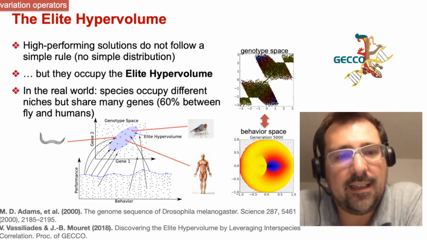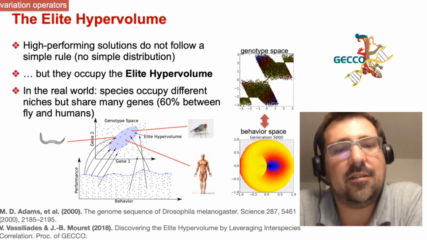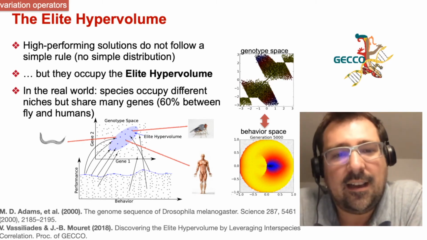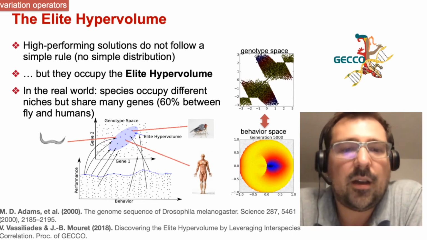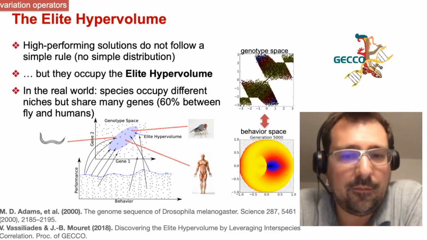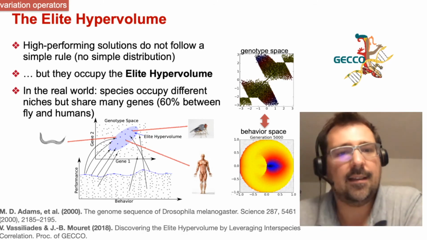So it's the same. In all the possible genes that nature could have used, they occupy a very specific subvolume. So we observe the same in MAP-Elites.